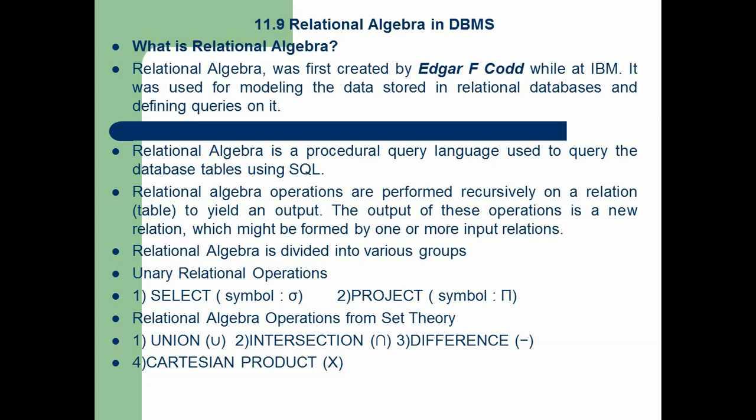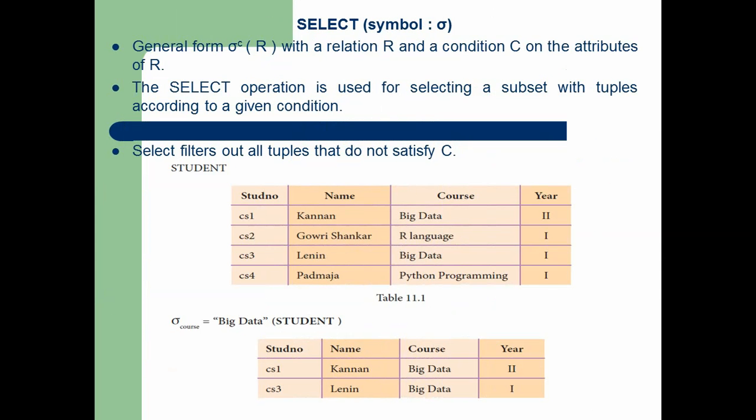The relational algebra is divided into five groups. Number one, select and project, which come under unary relational operations, and the second group is relational algebra operations from set theory, called union, intersection, difference, and Cartesian product. So we will see one by one. First we will see the unary relational operation.